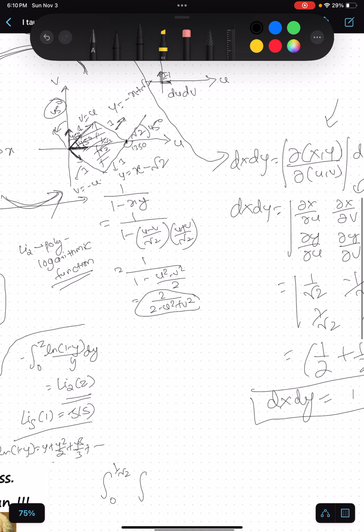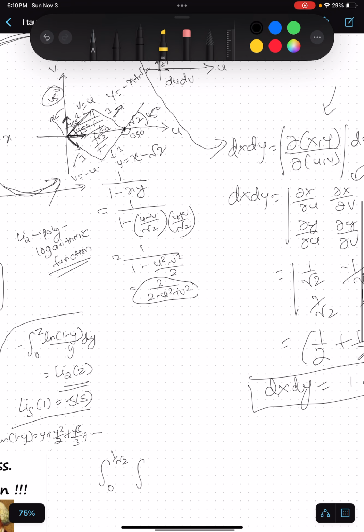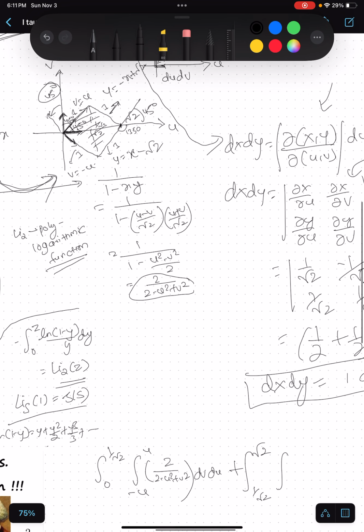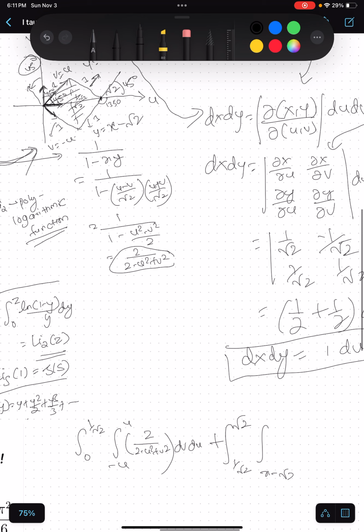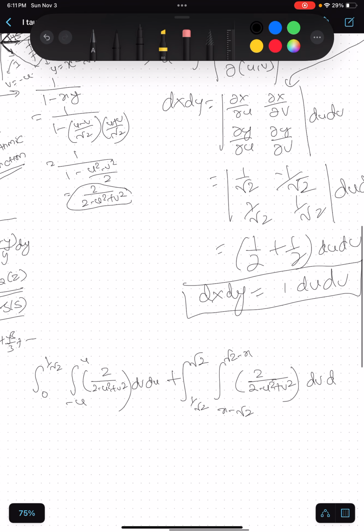Okay, while u goes from 0 to 1 by root 2, b goes from minus u to plus u, right? And then this is db du, plus here's our integrand. We know that this is just 2 by 2 minus u square plus b square, and this is 1 by root 2 to root 2. B goes from x minus root 2 to root 2 minus x, 2 by 2 minus u square plus b square.